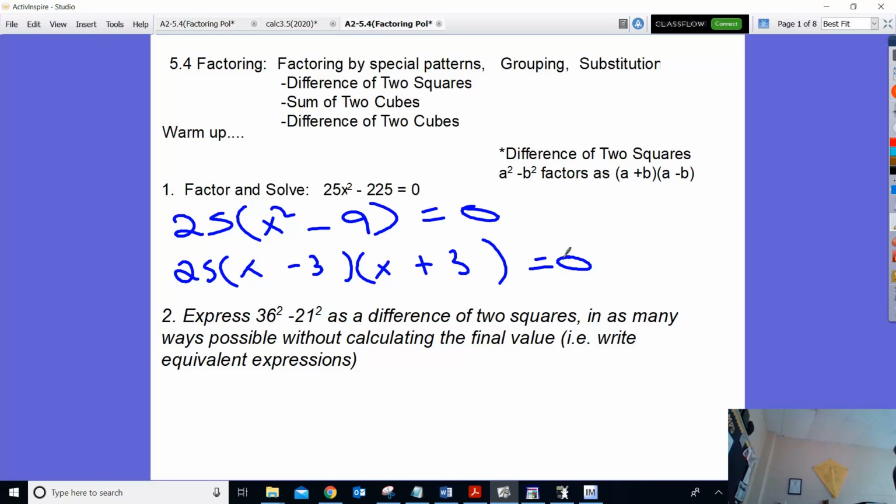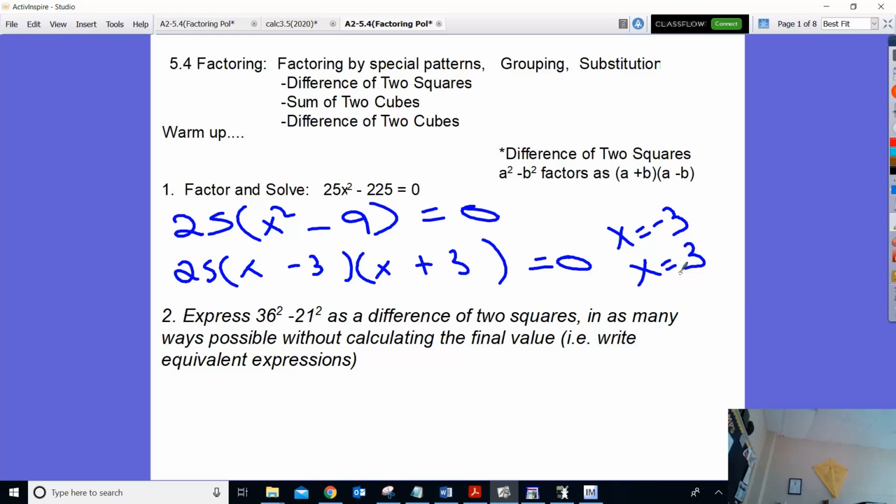How do I solve for x now? Cover up method. 25 doesn't have an x attached to it, so it doesn't matter. If x minus 3 is nothing, x is 3. If x plus 3 is nothing, what's x? There's 2 x's. And you're going to see some funny things on your homework.